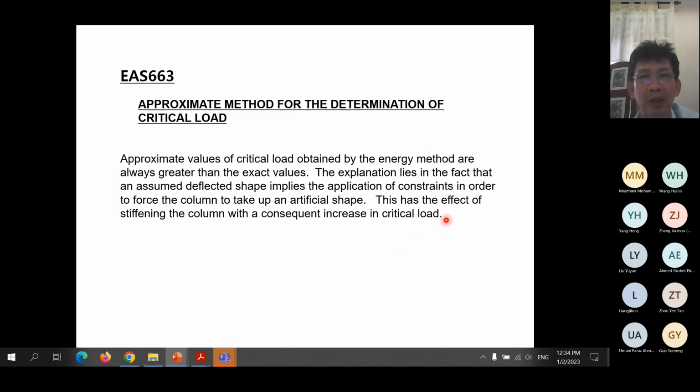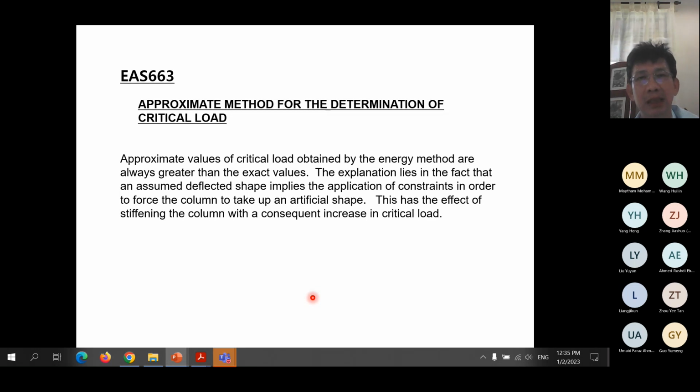Okay? So when the column is stiffer in terms of the restraint that we provide, which means we don't let it deflect freely, we don't let it rotate freely because of the constraint, it makes it stiffer. When you make the column stiffer, which means you increase the restraint, then the P critical will increase. So this is the thing that you need to be aware of, okay? But the difference between the approximate values and the exact value can be made smaller if we improve the assumptions of the deflected shape that we use.